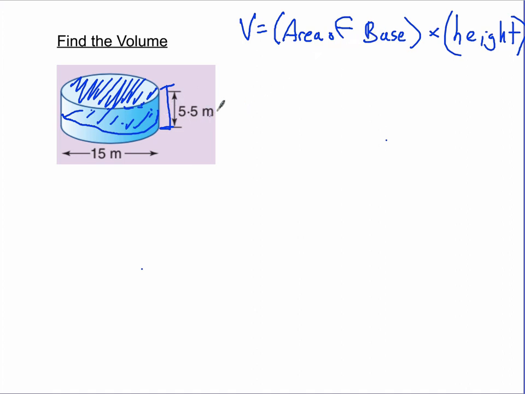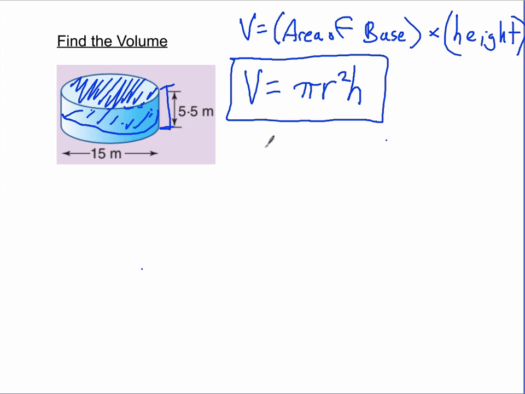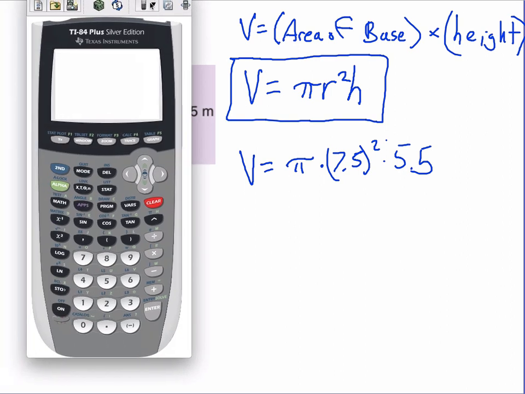Okay, the base of a cylinder is a circle, as you can see, and the height in this case is 5.5. But the area of base, that's just a circle, so we can put in the circle area formula, which is pi r squared. So that means the volume of a cylinder is pi r squared h. So in this question, we have volume equals pi times the radius. Now the radius is actually half of 15, which is 7.5. So it's going to be times 7.5 squared times the height, which is 5.5. And that we will do on our calculator. You can find pi in your calculator, and then multiply by 7.5 squared times 5.5.